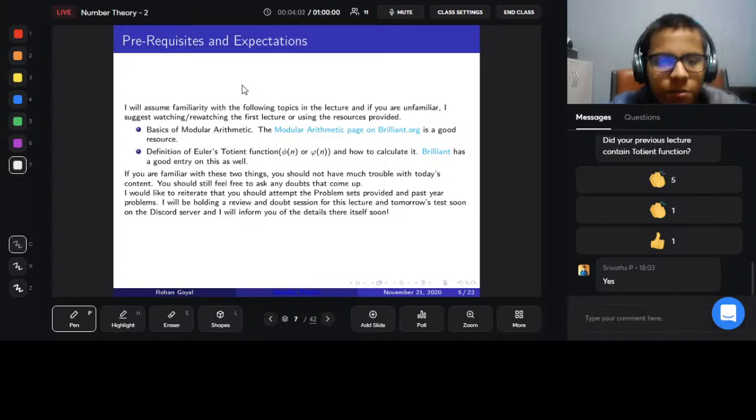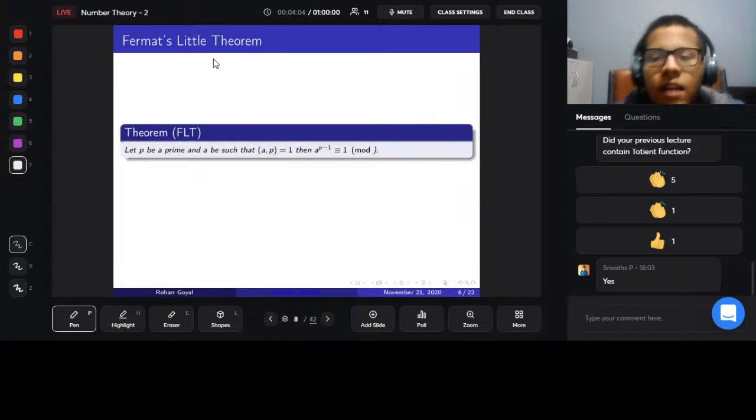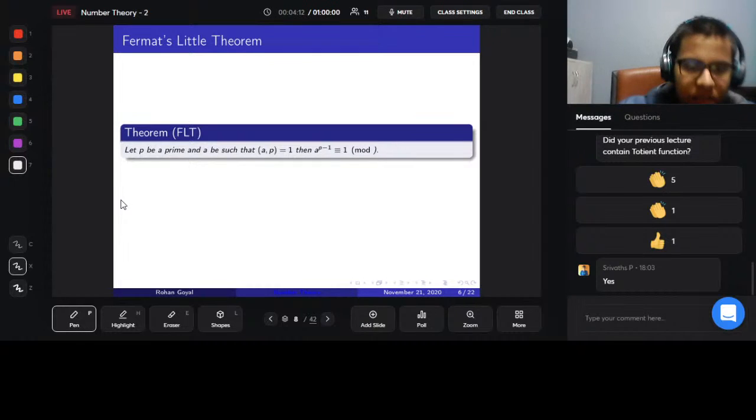So I'll start now. The first thing we have is Fermat's little theorem. You may be familiar with this, or even if you aren't, I think you'll like the theorem.